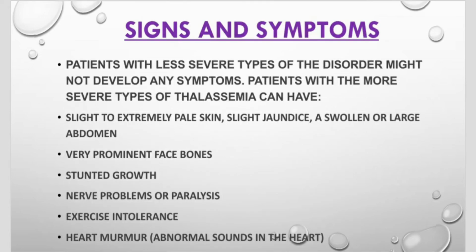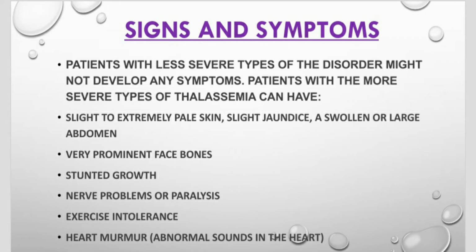Next, we have signs and symptoms. So, what are the signs and symptoms of thalassemia? Patients with less severe types of the disorder might not develop any symptoms. Patients with more severe types of thalassemia can have number 1, slight to extremely pale skin, that is yellowish skin, slight jaundice, or swollen or large abdomen.